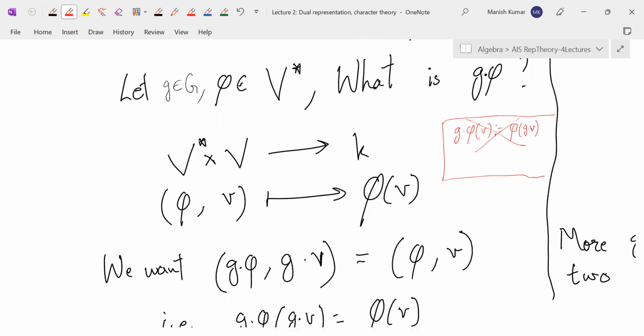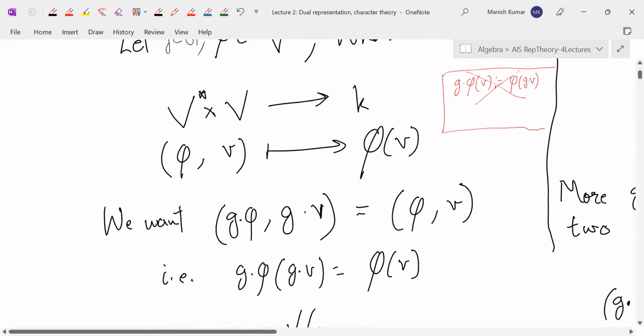I have just one question. This pairing is bilinear, is it? Yeah, I mean, this pairing is bilinear, and that is also clear.